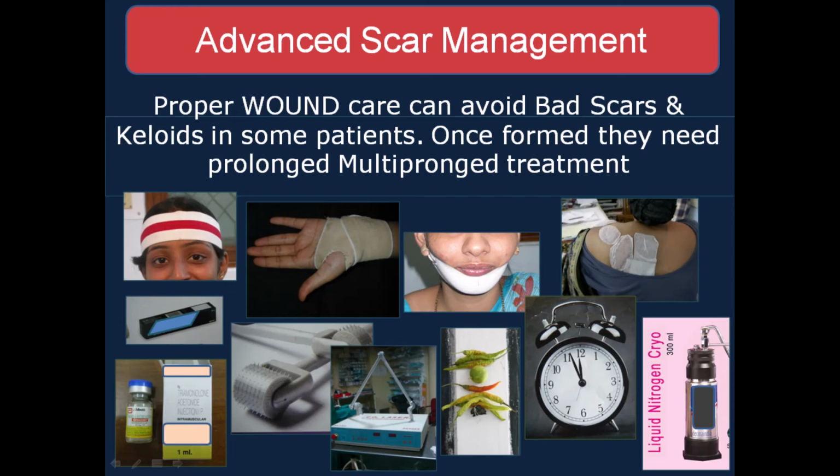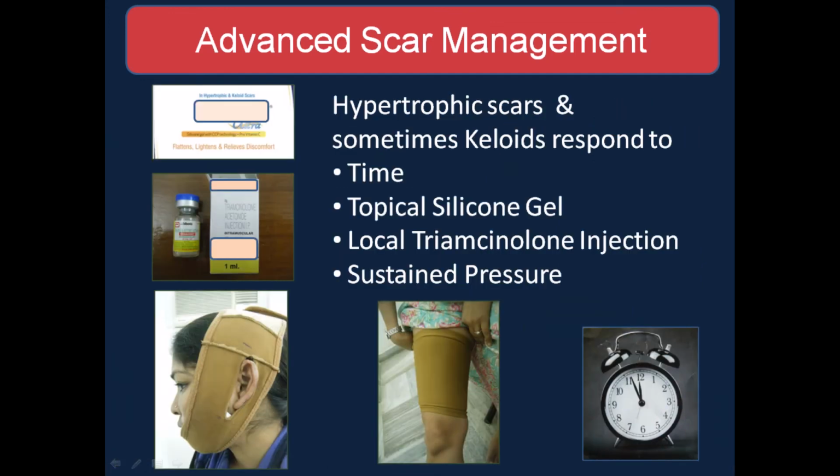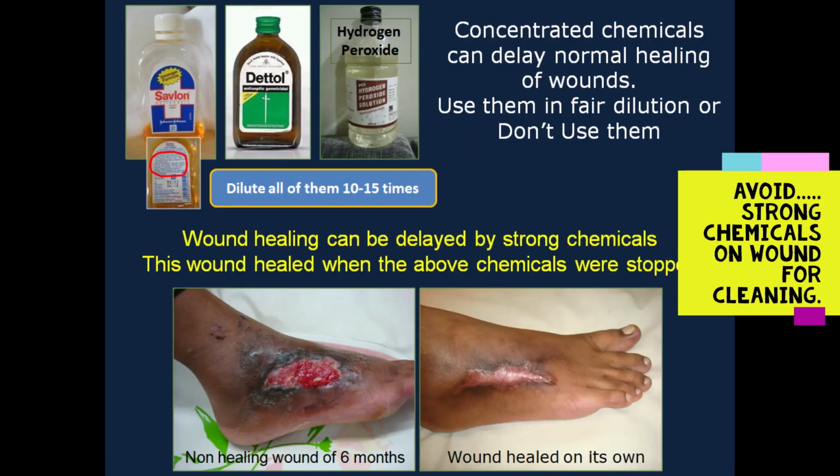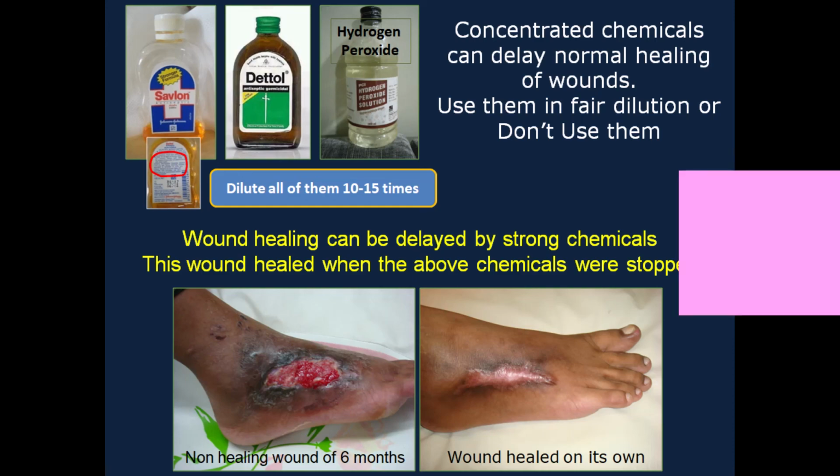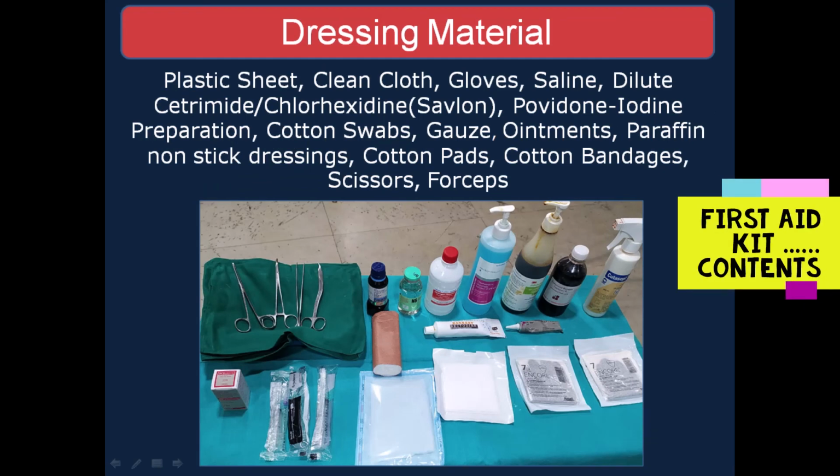Once the wound heals, a scar is sure to form. To ensure that there is a good scar, make sure that the first and the initial treatment has been appropriate and well done. But if the scars form and are not good, then they need a specialist to take care, and multiple modalities are needed, like injection and pressure garments, to make sure that they form good scars. It's important to make sure that we do not use strong chemicals.